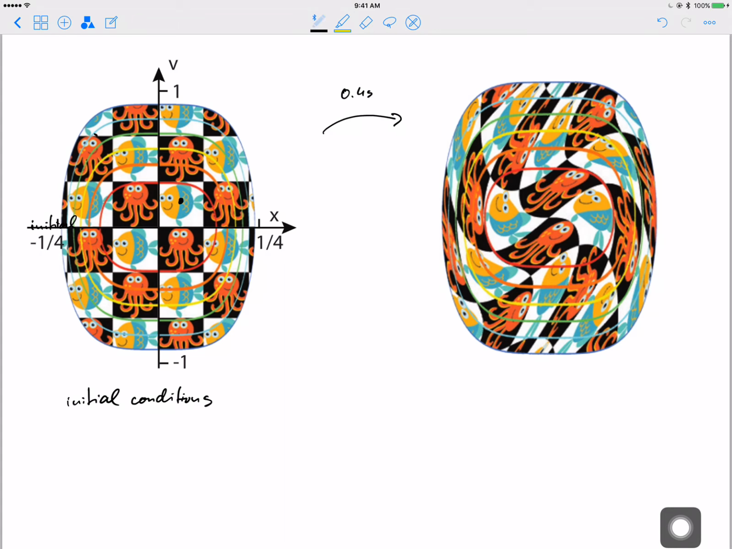I could also draw the axes here. This is still the same phase space. This is still my x, and this is still my v.